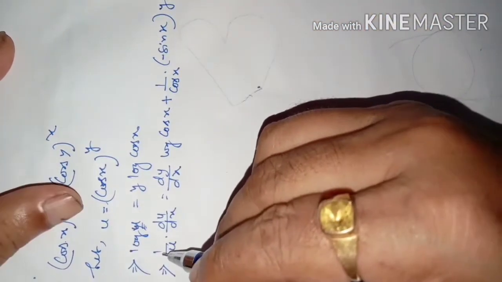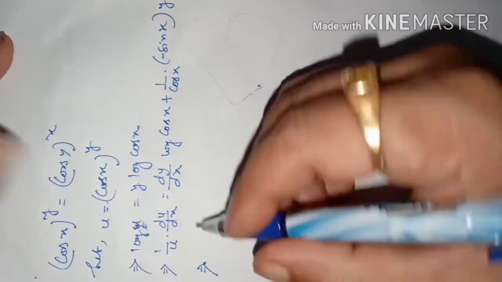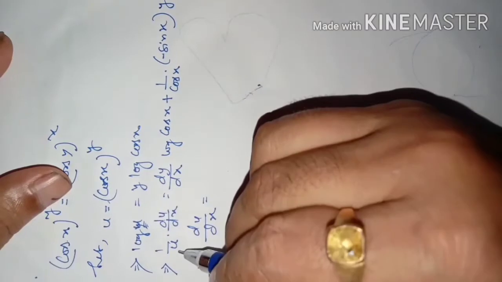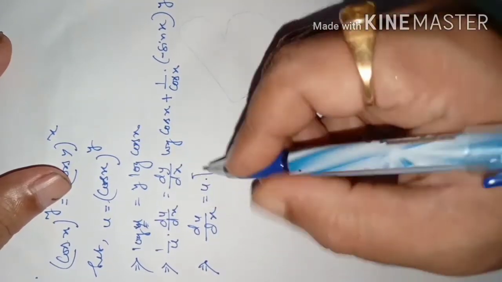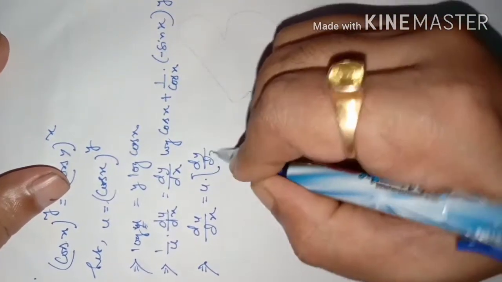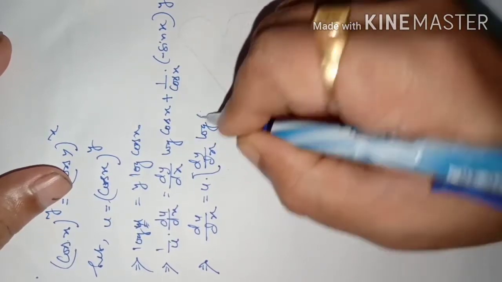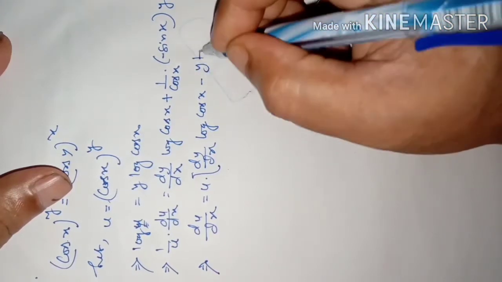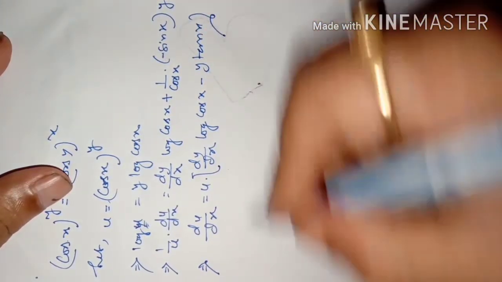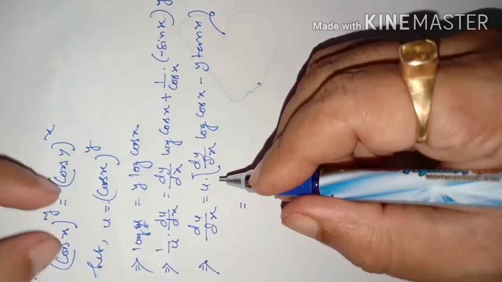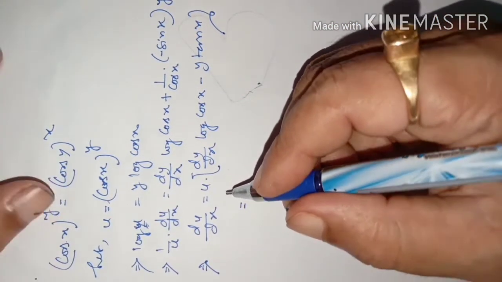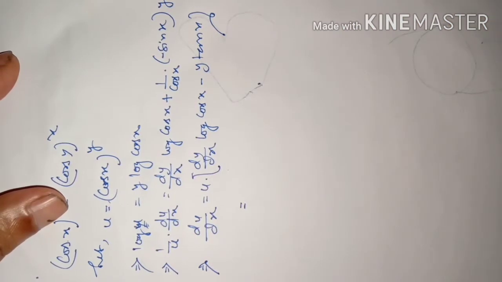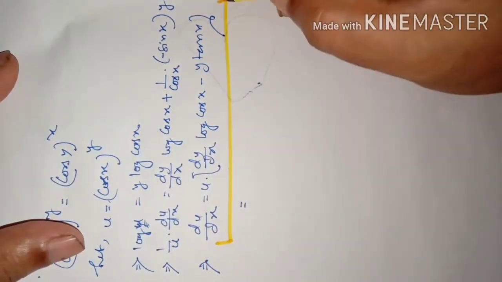Now, taking this one to this side, we will get like this: 1 by u du by dx, sorry, du by dx is equal to, taking u that side, u into dy by dx into log cos x minus y times tan x. Okay, u stands for that expression. We'll use it later on. Let us keep it as it is. Okay, this is du by dx.